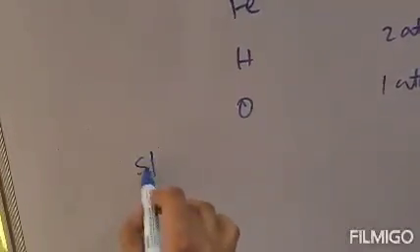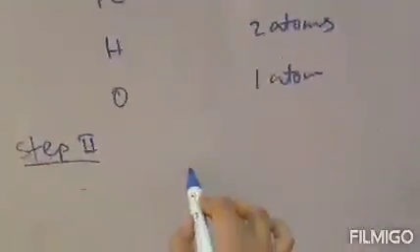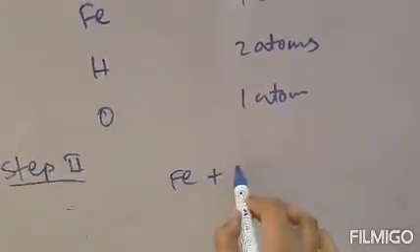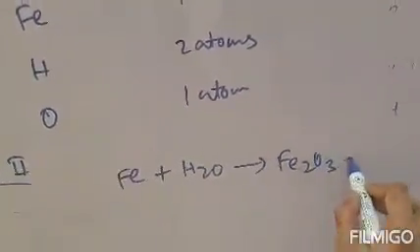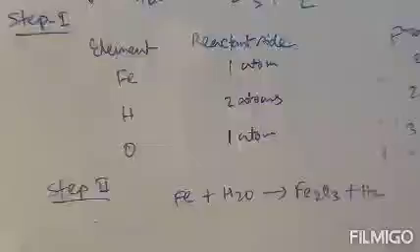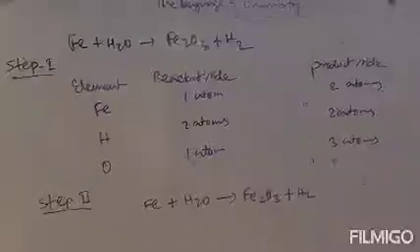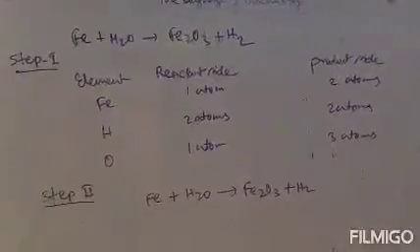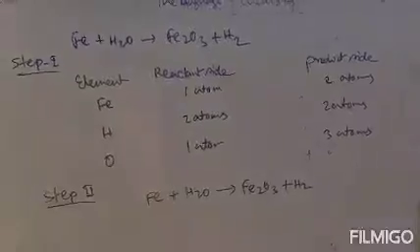And step number 2 is to balance the equation. Just write the above equation as it is in step number 2. Now try to balance the equation. Now hydrogen: on the reactant side there are 2 atoms, and on the product side there are also 2 atoms. That means hydrogen is already balanced. We need not balance hydrogen anymore.